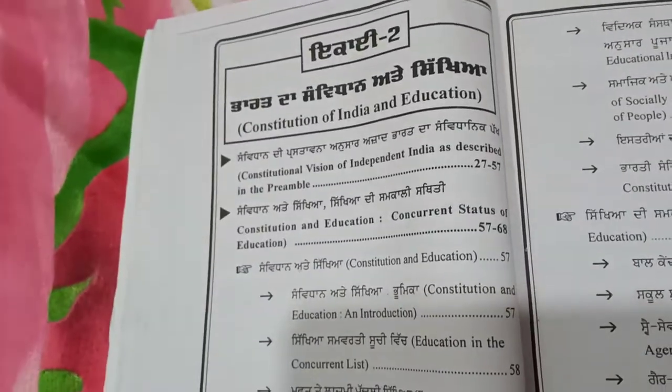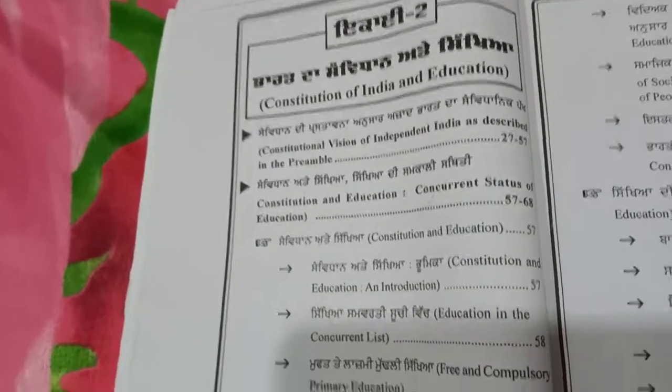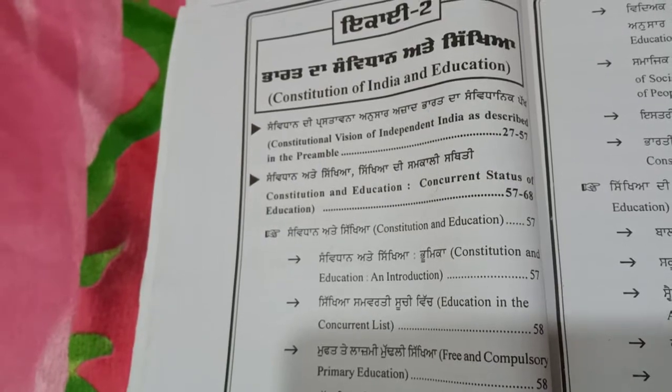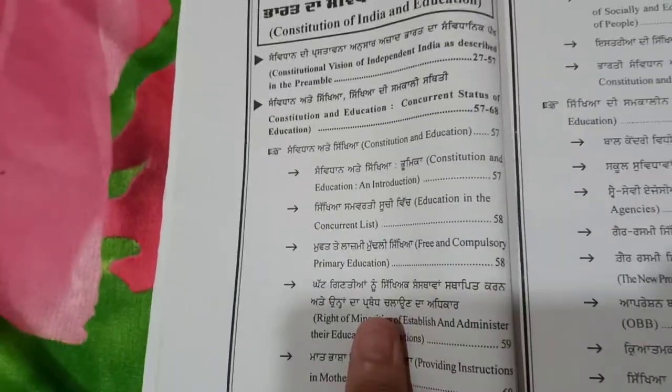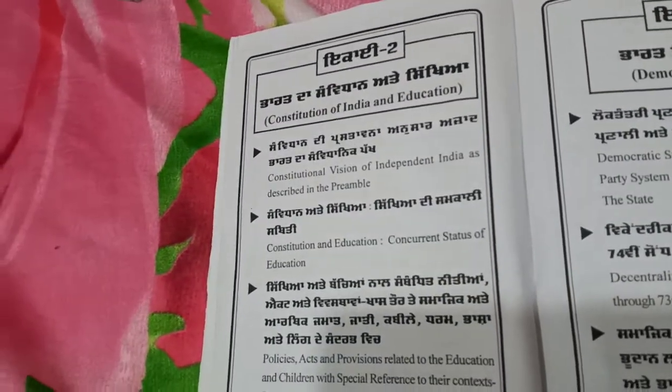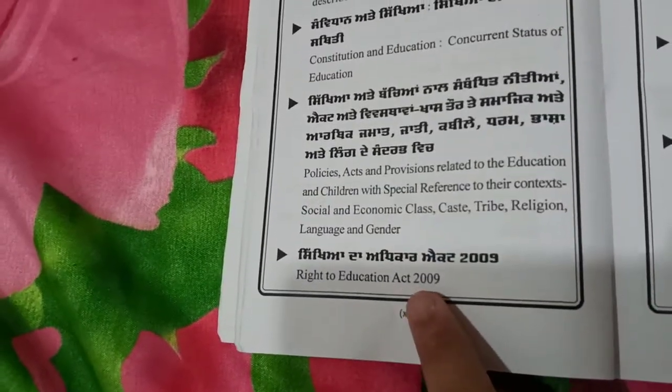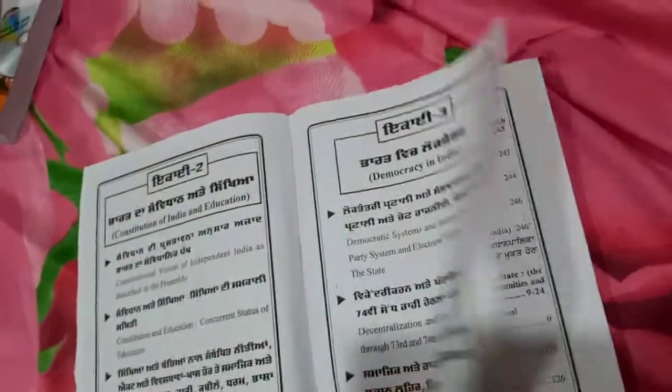Now we have to check out unit 2 of contents and match it with the syllabus. Constitution of India and education. Then constitutional provisions, vision of independent India is described in the preamble. Then constitution and education, till Right to Education Act 2009. You have to verify it with the syllabus of unit 2. Constitution, vision of independent India described in the preamble, constitution and education, then till Right to Education Act 2009. So unit 2 is also clear.